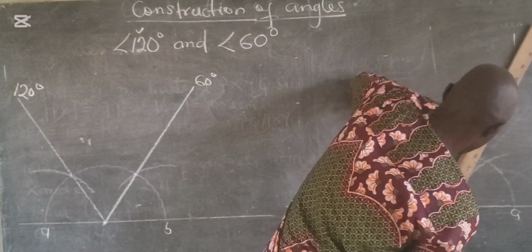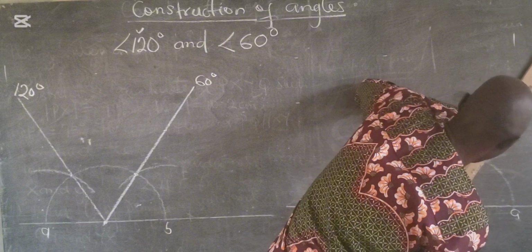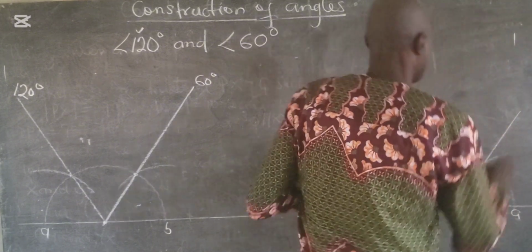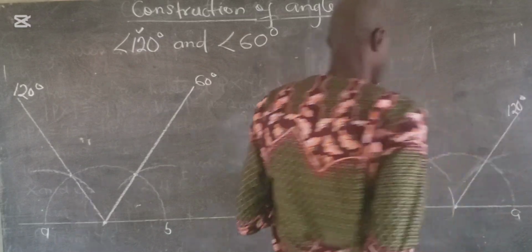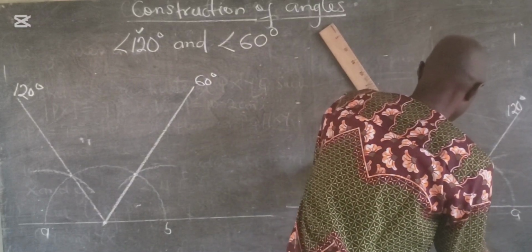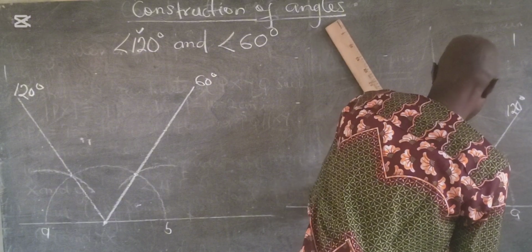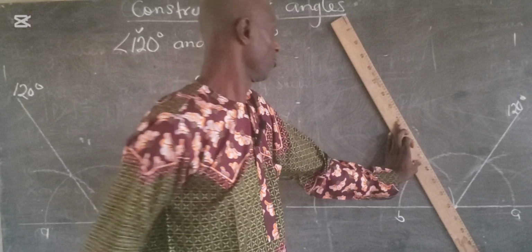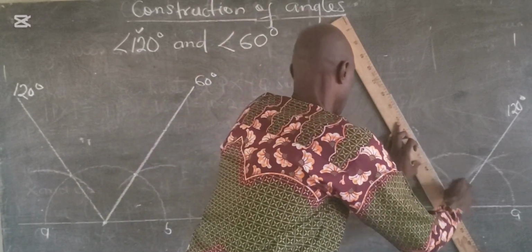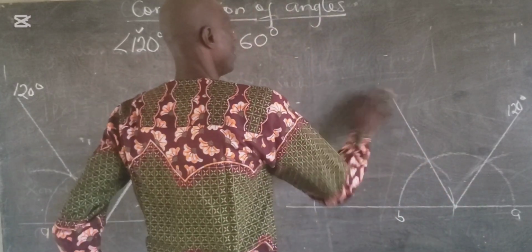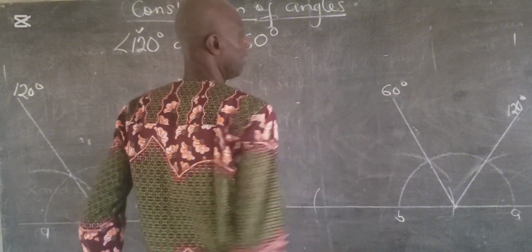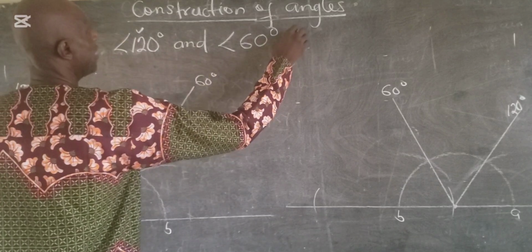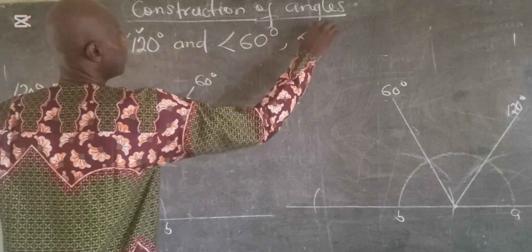So when you now draw a straight line from this point to this point, this is 120 degree. When you now draw from here to here, from there to there, this angle is 60 degree. Okay, let us construct angle 30 degree.